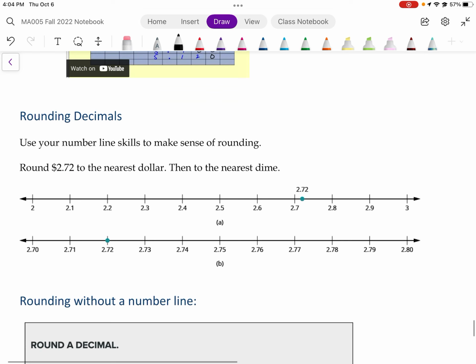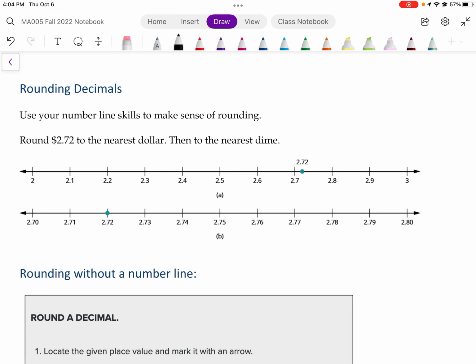All right, so last topic is rounding decimals. So we're going to use your number line skills to make sense of rounding. So we're going to round 2.72 to the nearest dollar and then to the nearest dime. All right, so where are our dollars? So our dollars is $2 and $3. Here is 2.72. So what is it closer to? Well, it's closer to 3. Right? So 2.72 to the nearest dollar means we're going to use this and figure out what it's going to do to that. Well, it's going to make it $3, right? $3. And that's what this is right here, $3 and $2.